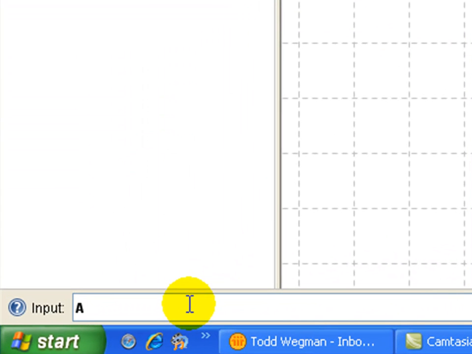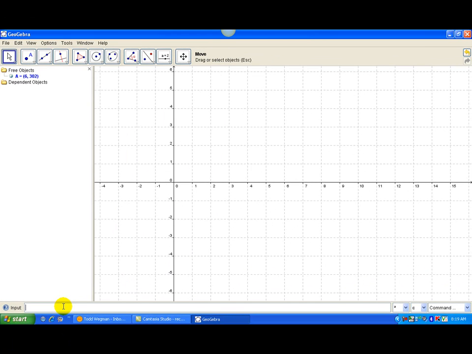I'm going to type in A, colon, and then in parentheses, I'm going to put my ordered pair. My first ordered pair was 6, comma, 302. Hit enter. Now we don't see point A, and hopefully you understand why. It's because the ordered pair is 6 and then all the way up to 302.